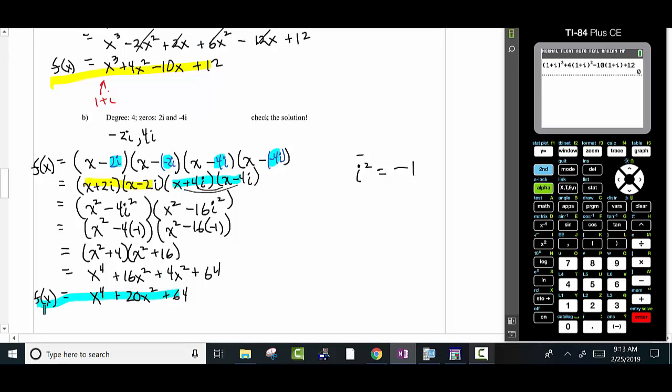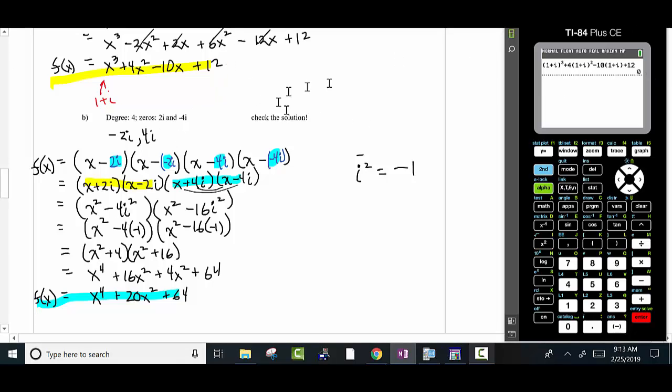Now, a couple of things I want to see if you understand. It's a fourth degree, so the graph is going to go like this. Let me ask you this question: without going to my graphing calculator, is this ever going to cross the x-axis? No. How come? Because you have complex zeros. You don't have real zeros. That's why.